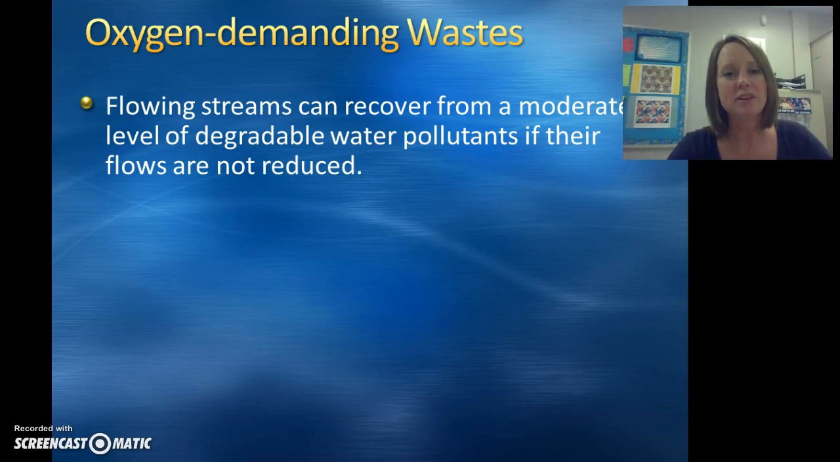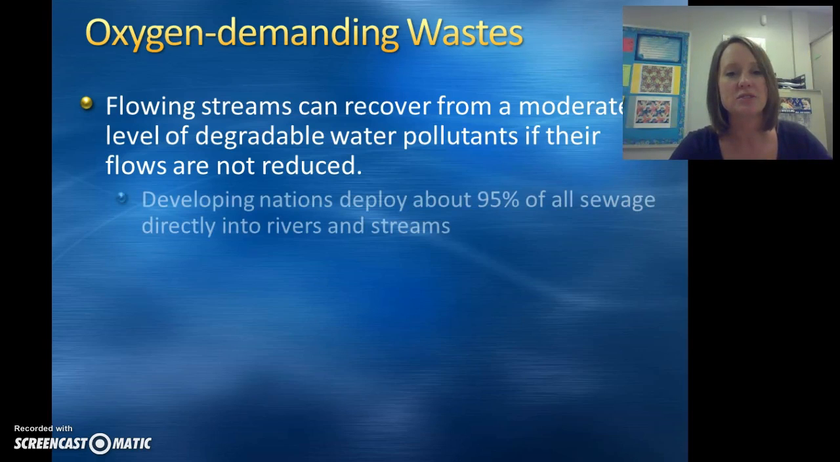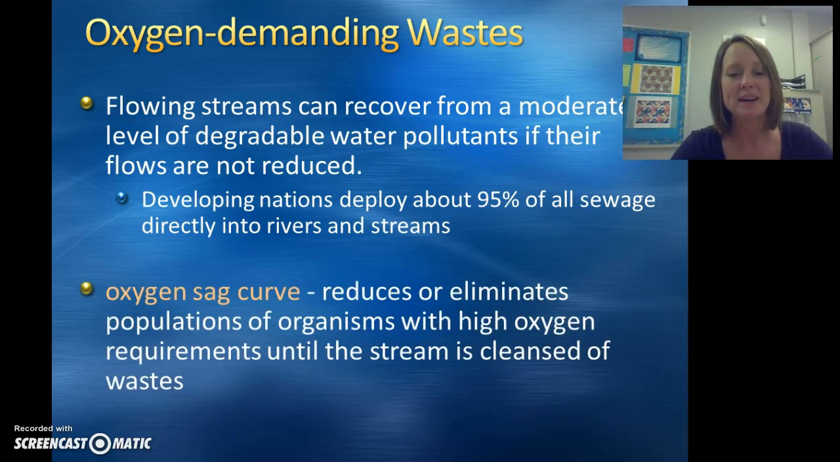As long as there's still plenty of water and it's moving along, it's going to naturally pick up oxygen from the air. One of the problems is when there's too much sewage, or if you're also using that as a water source. For example, in developing countries, they take about 95% of their sewage and dump it directly into rivers and streams. Well, these rivers and streams cannot process that waste in the amount of time needed. So what happens is you get what is called an oxygen sag curve. So when you have this sag or depletion of dissolved oxygen, then certain organisms in that area are going to be depleted.